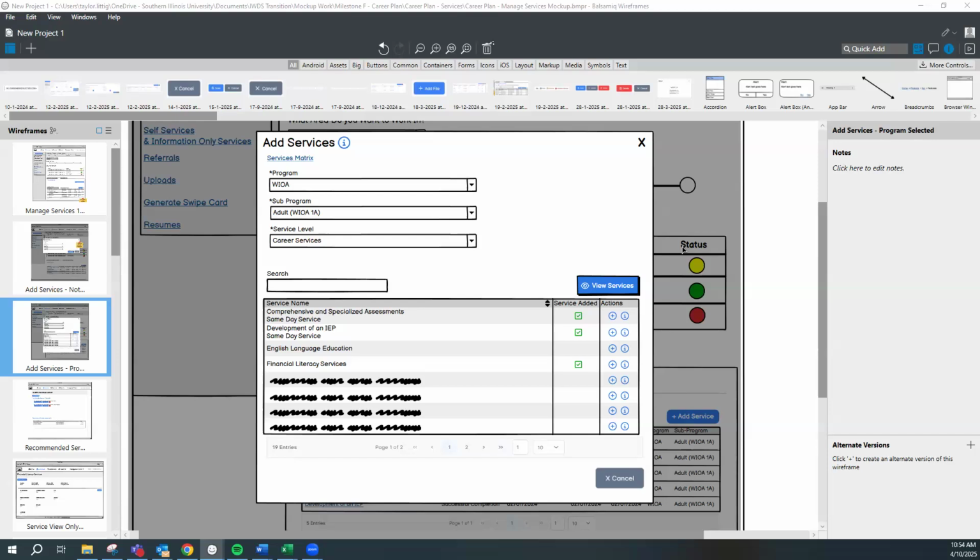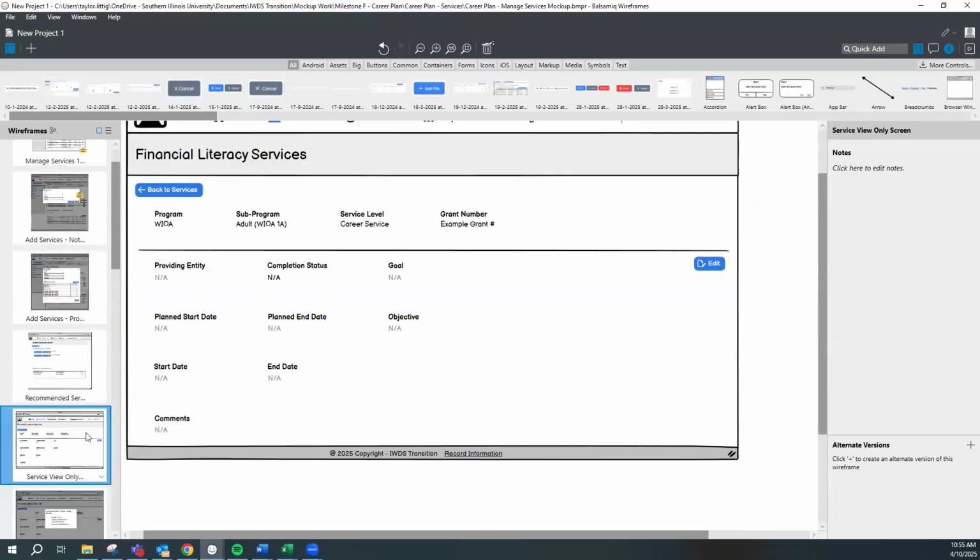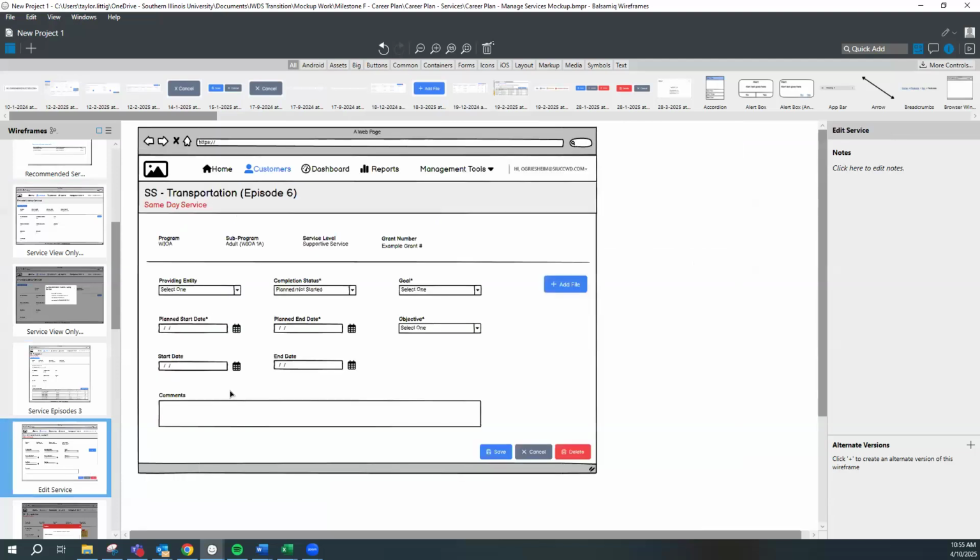Well, is this feature also linked with case notes, or do we have to enter individual case notes? So something that's going to be new with that is that when you add a service and you're actually editing the service, which is way down here, you have this comments box. This is going to basically replace the case note.